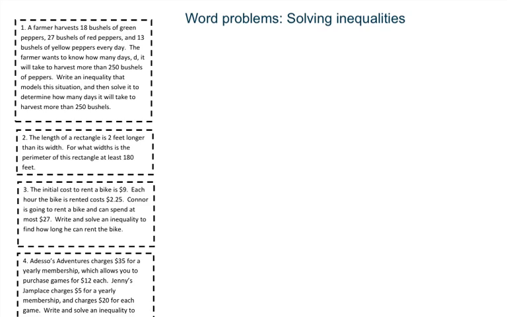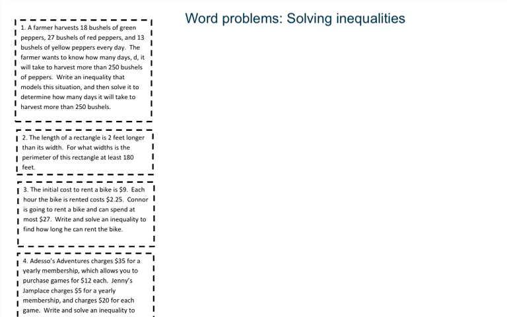So the first problem is a farmer harvests 18 bushels of green peppers, 27 bushels of red peppers, and 13 bushels of yellow peppers every day. The farmer wants to know how many days, D, it will take to harvest more than 250 bushels of peppers. Write an inequality that models this situation and then solve it to determine how many days it will take to harvest more than 250 bushels.